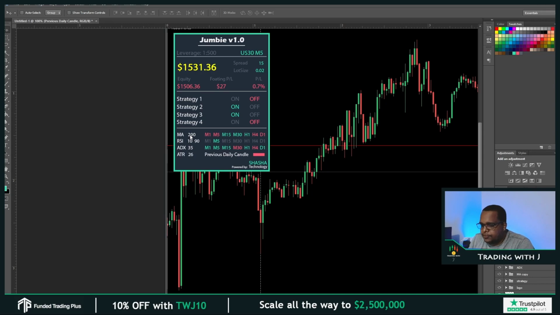So from the input, if I change it from a 200 period to a 50 period, then it will display here as 50, and it will show you what the 50 is calculated across all time frames.